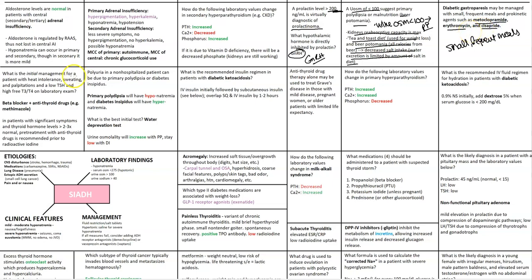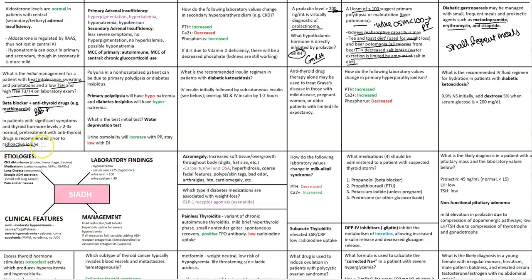What is the initial management for a patient with heat intolerance, sweating, and palpitations with a low TSH and a high free T3 and T4? That would be a beta blocker. So you want to give a beta blocker plus anti-thyroid drugs such as methimazole. In patients with significant symptoms and thyroid hormone levels greater than 2 to 3 times normal, pre-treatment with anti-thyroid drugs is recommended prior to radioiodine therapy.